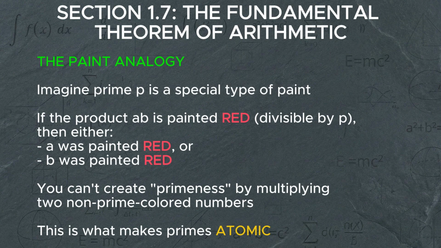Here's an analogy. Imagine a prime p is a special type of paint, say red paint. If you discover that a product a times b is painted red, meaning it's divisible by p, then either a was red or b was red. You can't create redness by multiplying two non-red numbers. Primeness cannot spontaneously emerge from non-prime factors. This property is what makes primes truly atomic. And this is the hammer we use to prove that factorization is unique.